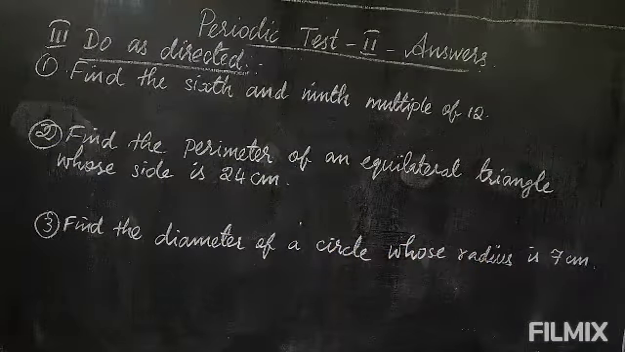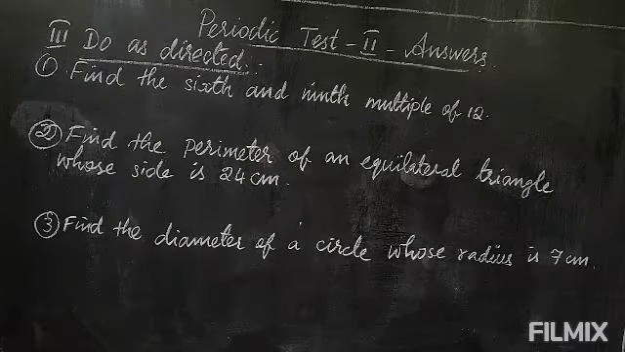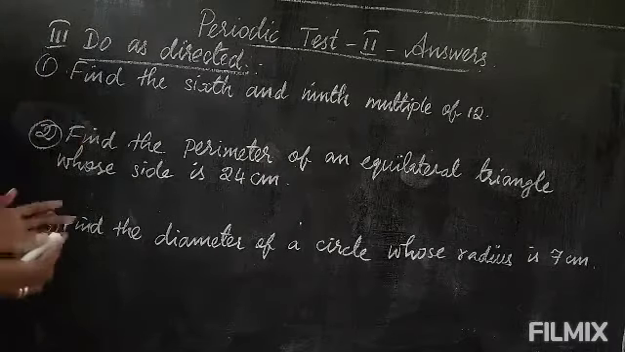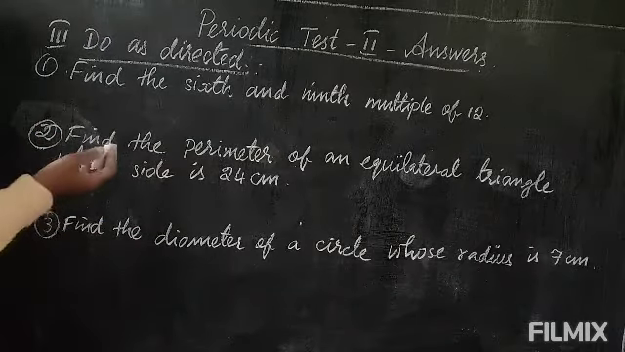Okay, now let's see the next one, direct. Find the 6th and 9th multiple of 12. Here you don't need to do much calculation because it carries only 1 mark. So you can search for a shortcut way to find the answer.